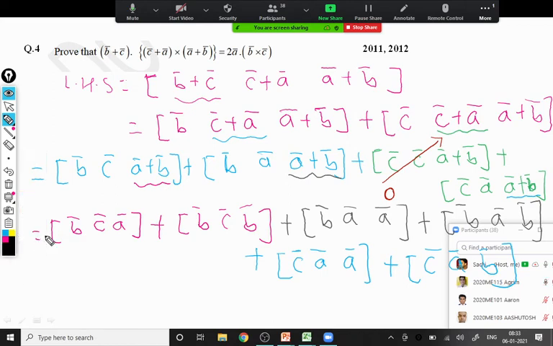Sir, all the middle terms. Second, third, fourth, and fifth. Second, yes, the second value is 0. The third, BA, is also 0. Fourth is also 0, and fifth is also 0. Yes. So first and last are the same, so it will be 2 times.